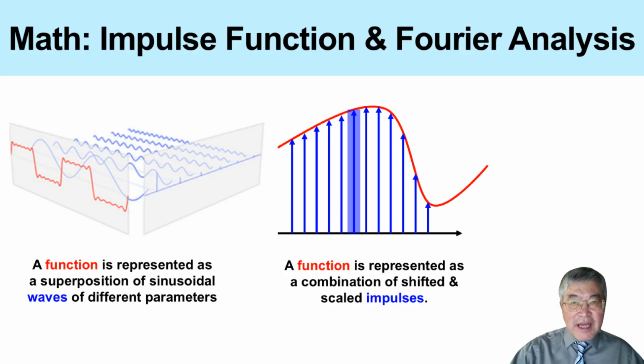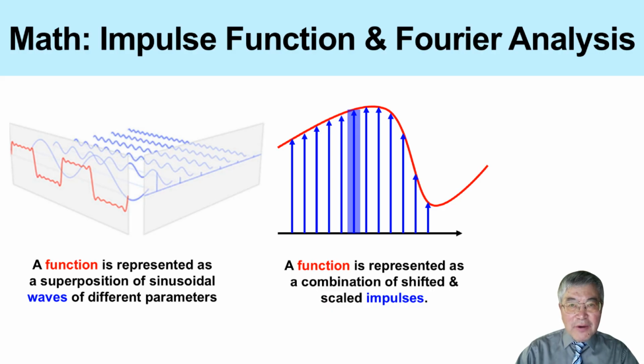On the left-hand side, we have a wave point of view. Fourier analysis tells us that a function can be decomposed into a superposition of waves. In other words, a signal or function, such as the red curve shown here, can be represented by adding many sinusoidal waves with different frequencies, amplitudes, and phases.